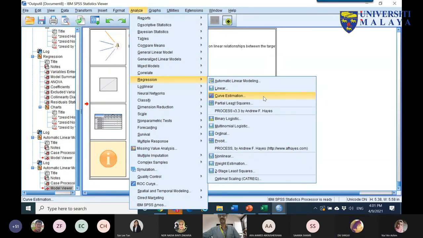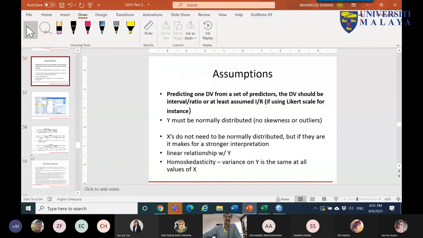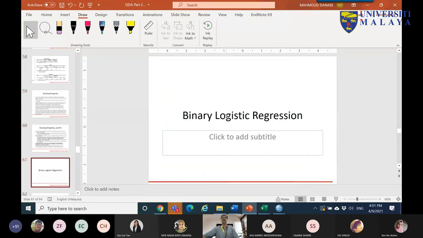Okay. So I try to cover the most important part of the linear regression, and now we move to the last topic for today's talk, which is binary logistic regression. Okay, do you know when we use binary logistic regression?